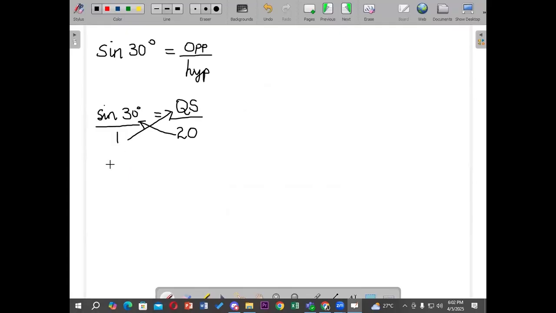And when you quote unquote cross multiply, what you'll end up getting is a statement that says 20 sine 30 is equal to QS. Okay? So 20 sine 30 is QS. And when we work this out on the calculator, you should get 10, right? So you should get that the length of QS is 10 centimeters.